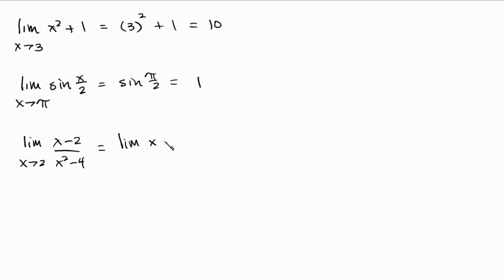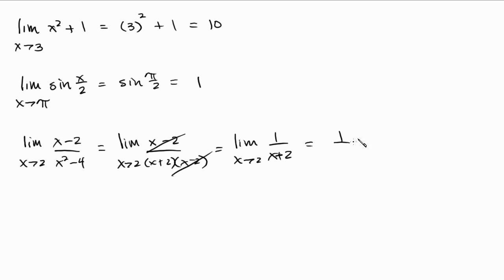So the limit of x minus 2 over, the bottom is a difference of squares. So you've got x plus 2 times x minus 2, as x approaches 2, and this cancels with that. And so you're left with the limit of 1 over x plus 2 as x approaches 2. And so now you could just plug the 2 into it. And that's equal to 1/4.